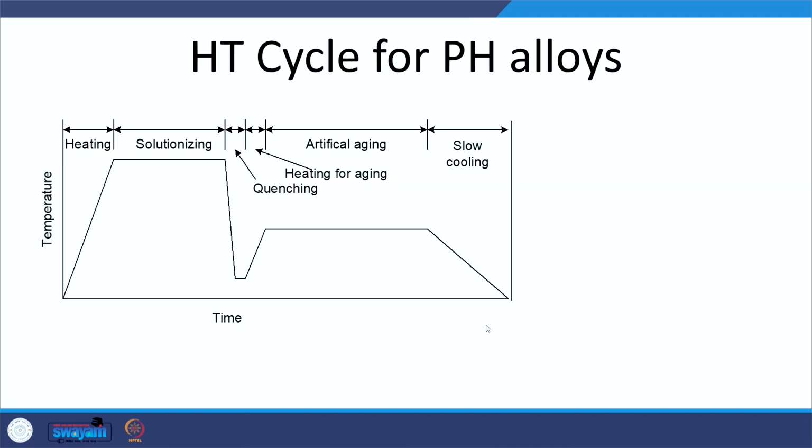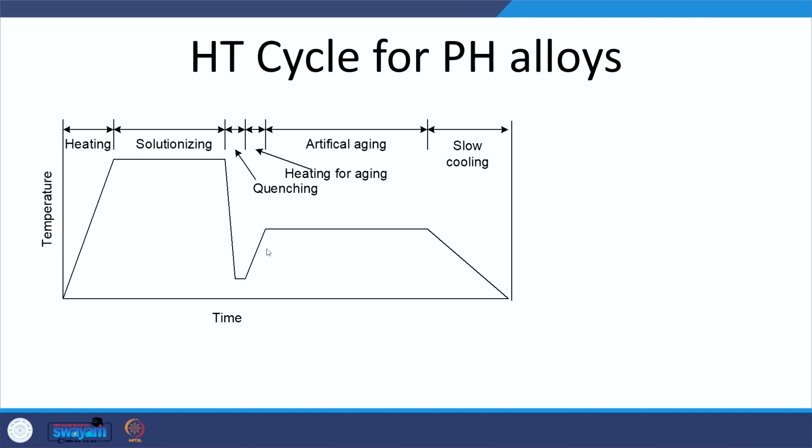The heat treatment cycle which is used for improving the structure and properties of precipitation hardenable aluminum alloys is this. The first step is to heat up to the desired solutionizing temperature, and this temperature and time will certainly depend upon the type of alloy and its condition, whether it is forged or cast. Then it is quenched rapidly to realize the supersaturated solid solution, so that later on we can get the development of the precipitates during either natural aging or artificial aging.